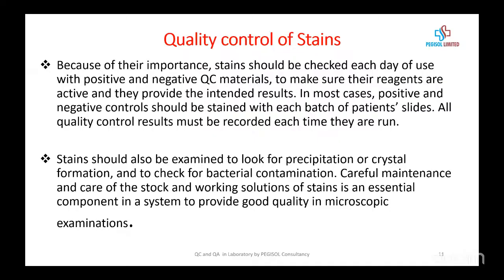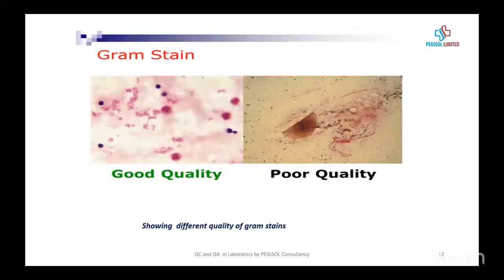We know what we call a stock solution. That is the solution you take out of to prepare a working solution. Carefully maintaining the stock and working solutions is an essential component in a system to provide good quality in microscopic examination. This is the difference between a good stain and a poor stain. You can see the way it looks in the microscope. This is a good stain and a poor stain, showing the different quality of Gram staining.